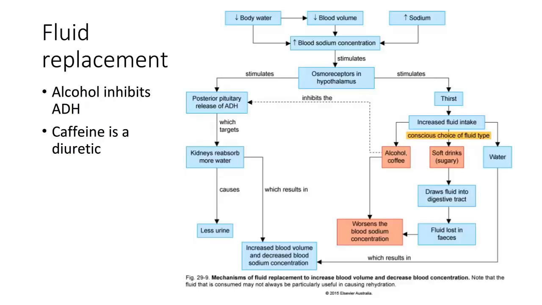You can see here on the flowchart we're talking about dehydration as a decrease in body water, a decrease in blood volume, and that means the sodium concentration is raised, and so we have a higher blood sodium concentration, and the hypothalamus will pick that up through the osmoreceptors. Now that will stimulate ADH release, which targets the kidney to absorb more water, which causes less urine. So we've concentrated the urine and kept the water.